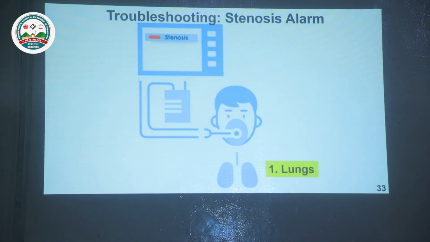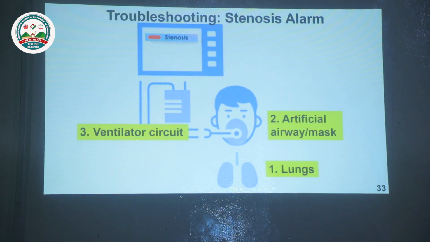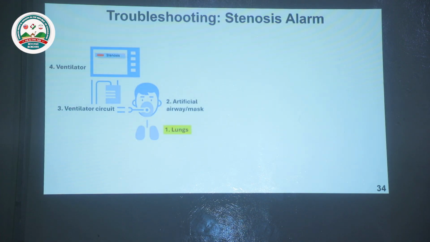And next is to look at the artificial airway, or if the patient uses non-invasive ventilation, we need to check the mask. And third, go further upstream to look at the ventilator circuit to check the circuit. And finally, look at the ventilator. Sometimes it's device malfunctioning. Okay, so we look at the lung first. So when we hear this stenosis alarm, we need to check the patient first.